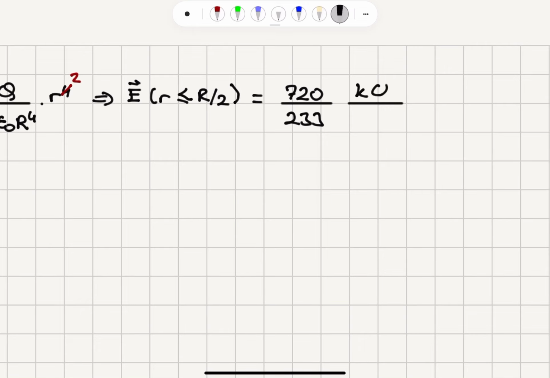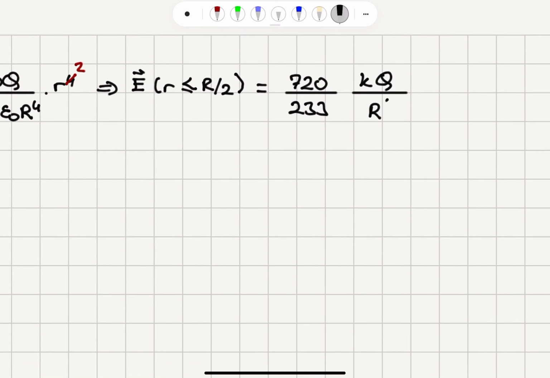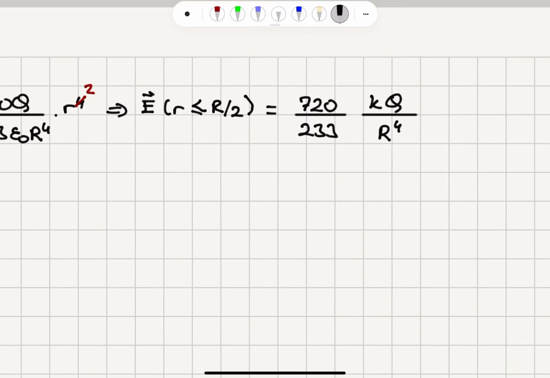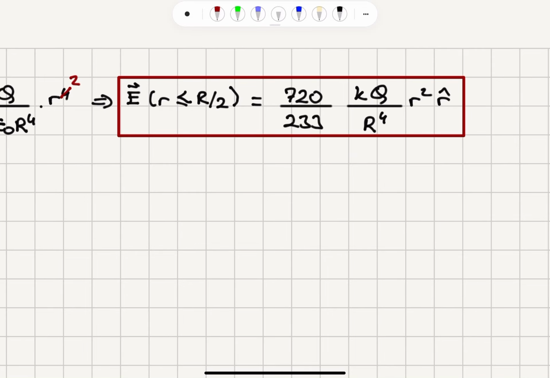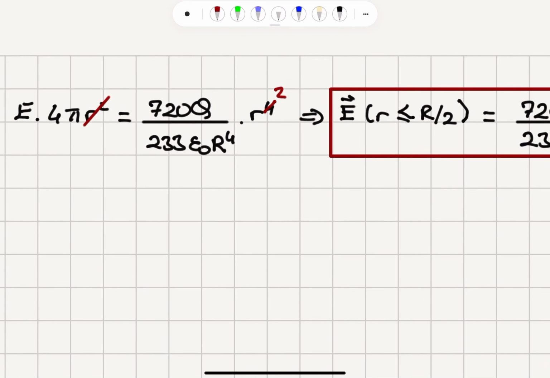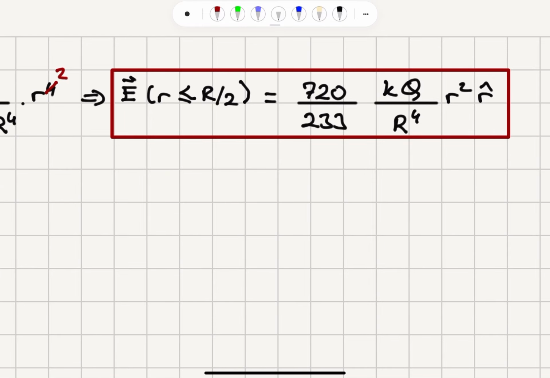So we have k capital Q divided by capital R to the fourth power, and we have r squared in the r hat direction. So it's going to be radially outward. This is the electric field in the region r less than or equal to capital R over 2. So here we have utilized Gauss's law, and by substituting for 1 over 4 pi epsilon 0, Coulomb's constant, we have obtained this result.